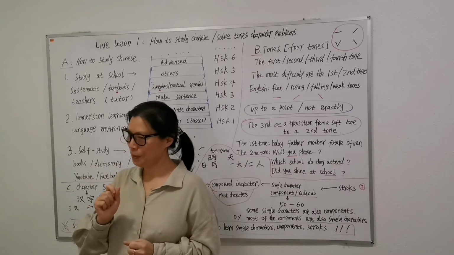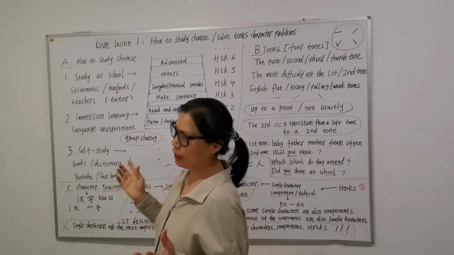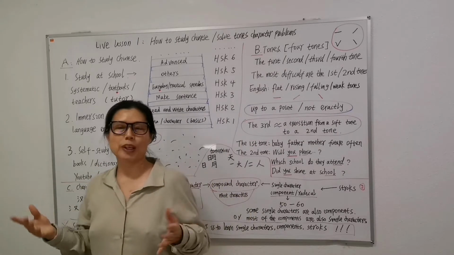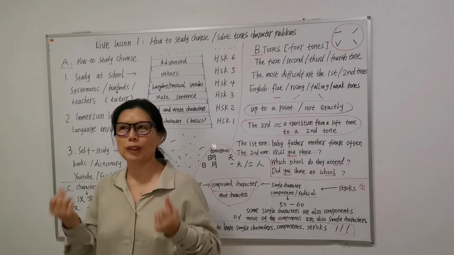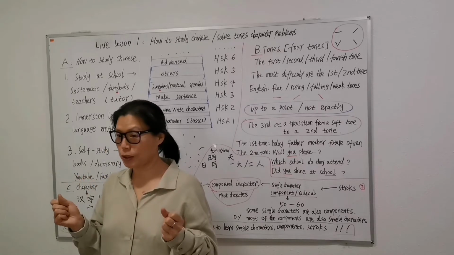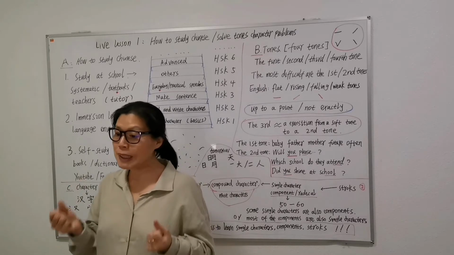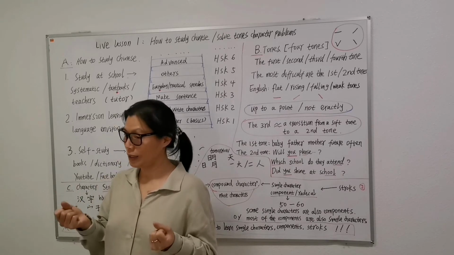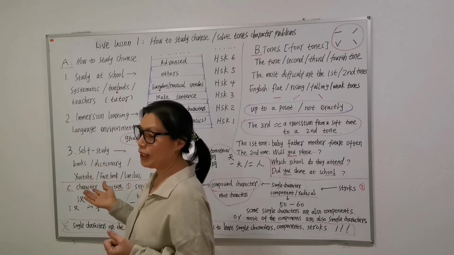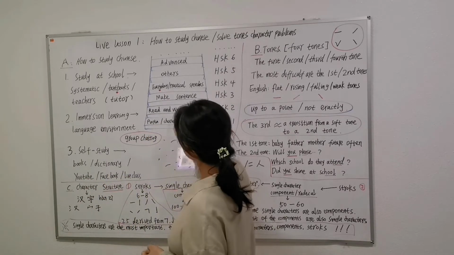Then tones. I know tones is a problem. Later, in this B part, we will solve the tone problem. About characters. You think characters are difficult to learn, to write, to memorize. It's not true. Today I will let you know it's almost easier than learning English words. Later you will know. In C part, we will solve the character problems. Okay, this is the basics.